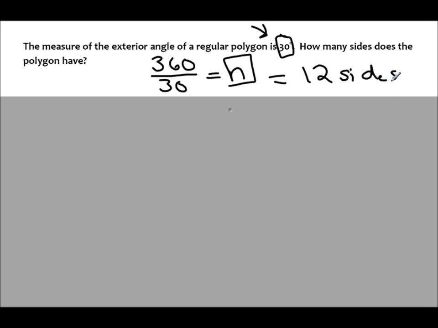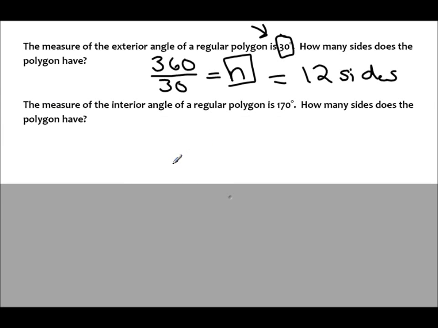Okay, now what if we have one of the measures of the exterior angle of a regular polygon? What if it's 30 degrees? To figure out how many sides the polygon has, we're going to do the same thing we just did in the problem above. We're going to take the 360 degrees that we know all of the exterior angles equal, and then divide that by just one of the exterior angles to see how many sides this polygon has. So 360 divided by 30 gives me the number of sides, which is 12 sides.